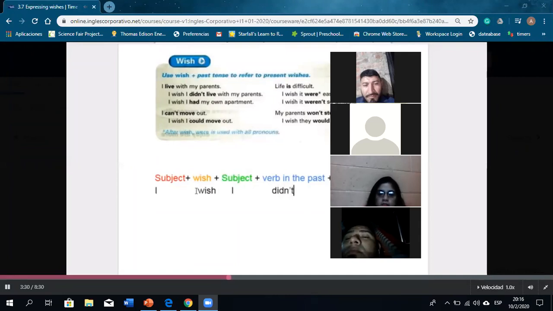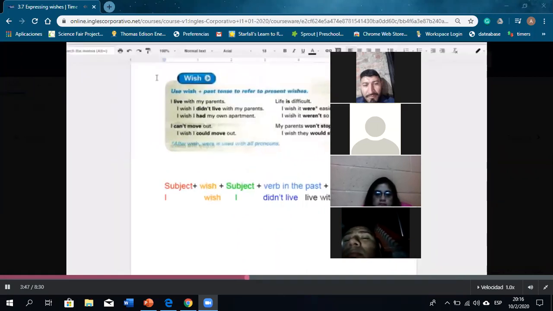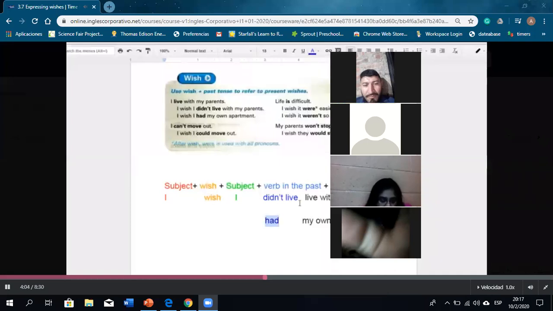In this case, it happens to be in a negative form. So we use didn't plus live. So I wish I didn't, and then whatever complement, right? Didn't live with my parents. There we go. And as you can see, the other example is quite similar. I wish I had my own apartment. In that second example, we can see that it's no longer in its negative form. So therefore, we're going to use the verb in the past. So the example will be, I wish I had my own apartment. So this is going to be in the past.